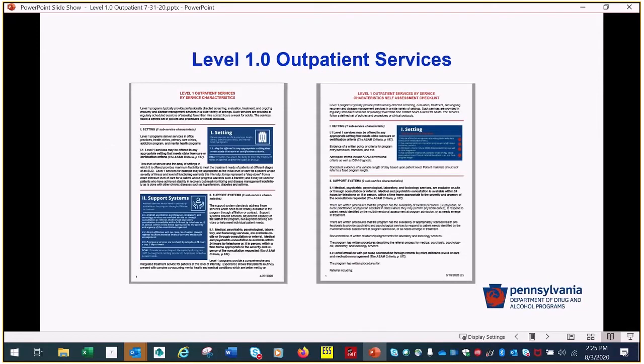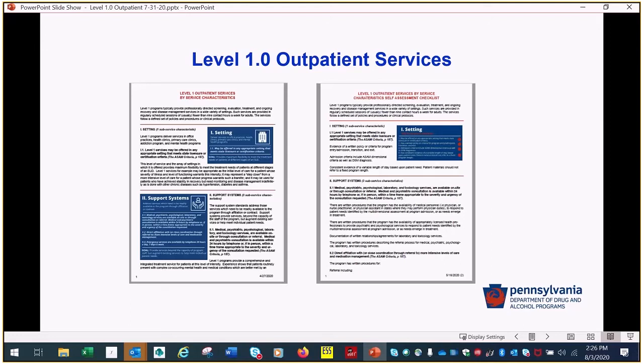Hopefully, if you did not already have the documents in hand, you have them now. This slide shows you a miniature version of what we're referencing. Let me point out that documents for every level of care have a similar layout that corresponds with how the information appears in the ASAM text, flowing through setting, support systems, staff, therapies, assessment and treatment plan review, and documentation.